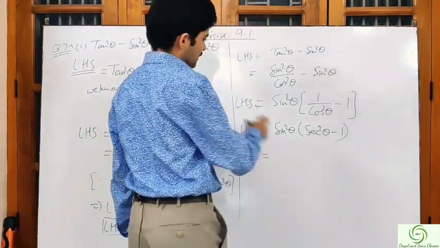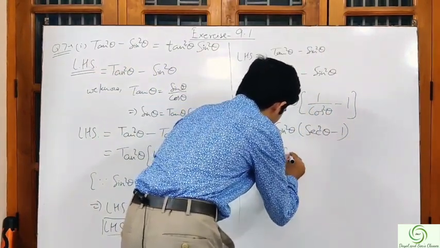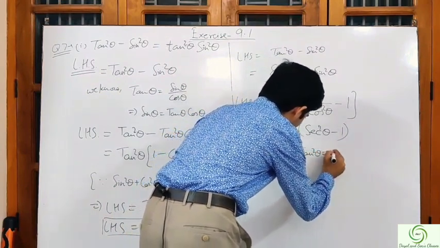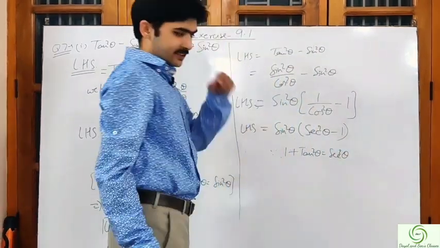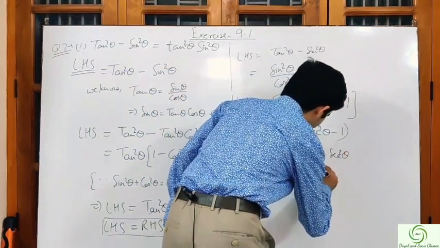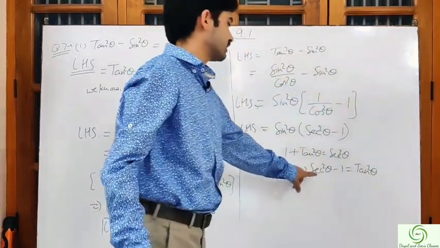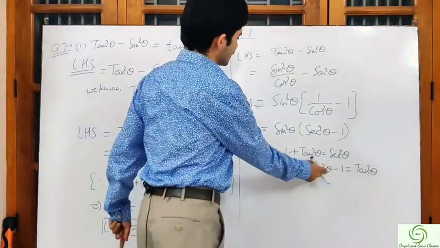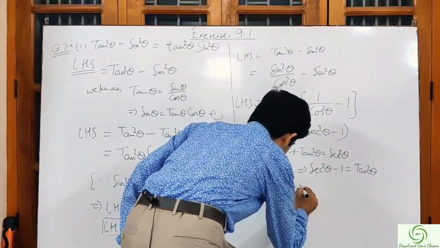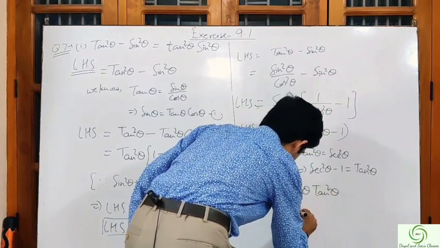LHS is equal to, now sec square theta minus 1. Now we know, since 1 plus tan square theta is equal to sec square theta, we know this from the identity. This implies sec square theta minus 1 will be equal to tan square theta. So we replace sec square theta minus 1 by tan square theta. So what I will get, LHS is equal to sin square theta into tan square theta, and this is equal to RHS.